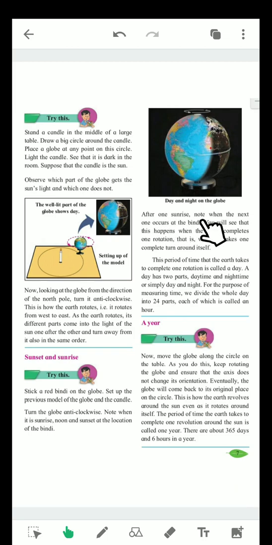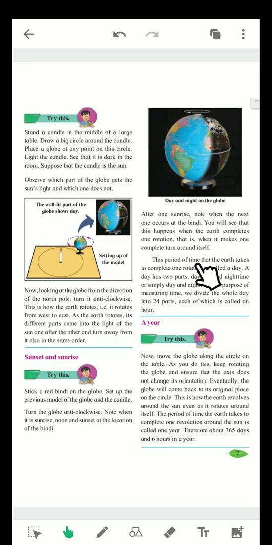After one sunrise, note when the next one occurs at the bindi. You will see that these happen when the earth completes one rotation. That is why it makes one complete turn around itself. Which means when we spin this globe, the bindi comes in contact with the light, and when we rotate it again, the 24-hour cycle is completed, in which 12 hours is for daylight and 12 is for night.